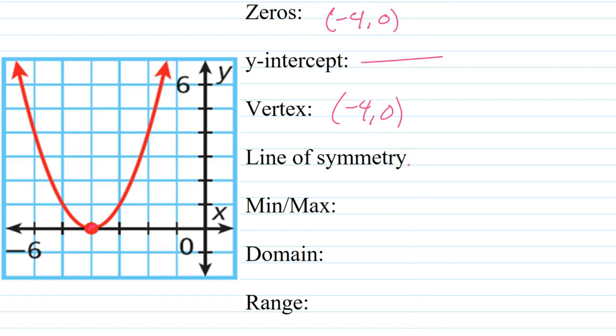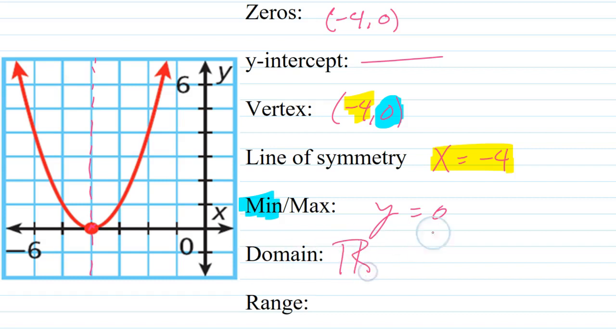Our line of symmetry is the x value of your vertex, that imaginary line that's going through. So we will have x is equal to -4. Next, does this have a minimum or a maximum? We're at the lowest point, it's opening up, so this has a minimum at your y value of the vertex. Y is equal to 0. The domain is always going to be the same, all real numbers, or from -infinity to +infinity. The range is, again, the y value of your vertex. So we're starting at 0. Y is greater than or equal to 0.